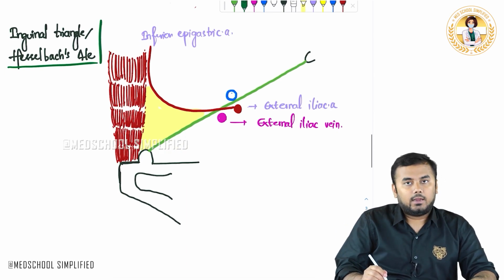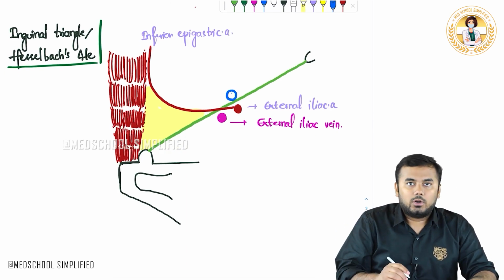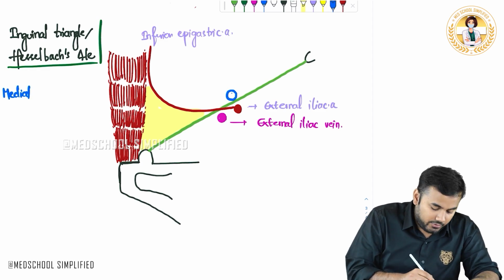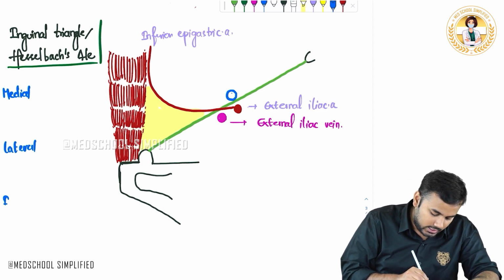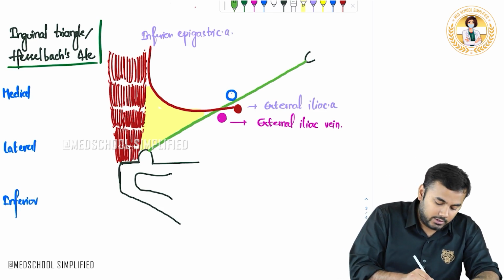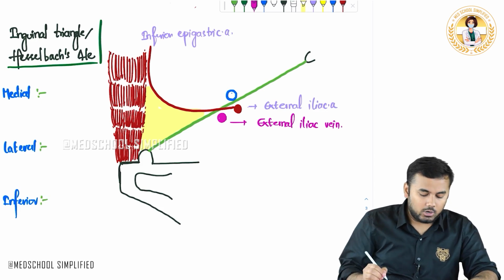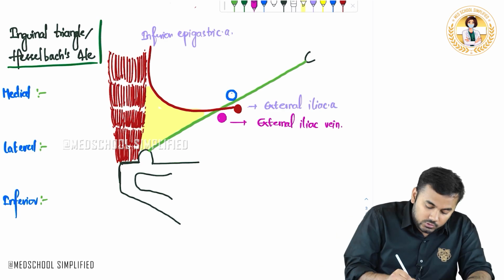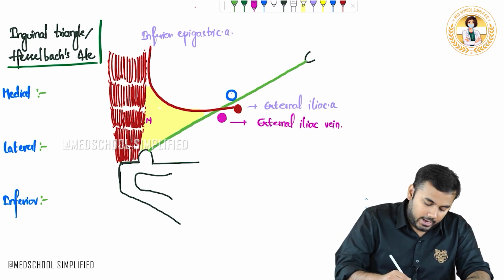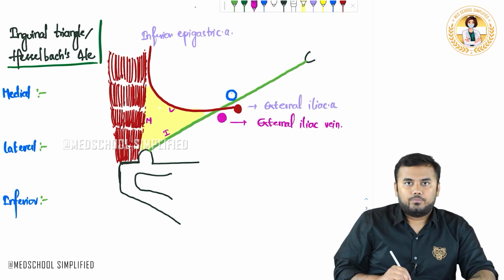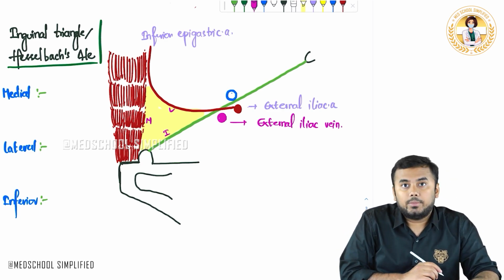Now in this inguinal triangle or Hesselbach's triangle, what are the borders? There is a medial border, a lateral border, as well as the inferior border. Right. Now, when it comes to the medial border, see, this one is your medial border, this is your lateral border, and down here, this is your inferior border. Okay. So, what are the structures that are located medially?